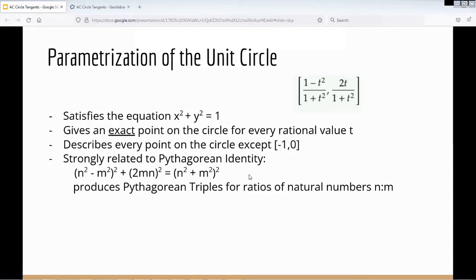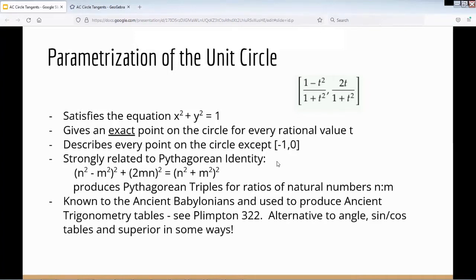I recommend you give this a try. Pick two whole numbers, m and n, plug them in, and you can produce all of these Pythagorean triples. This actually goes back before Pythagoras and was known to the ancient Babylonians. There is a clay tablet known as Plimpton 322, which is a table of dozens and dozens of these Pythagorean triples.